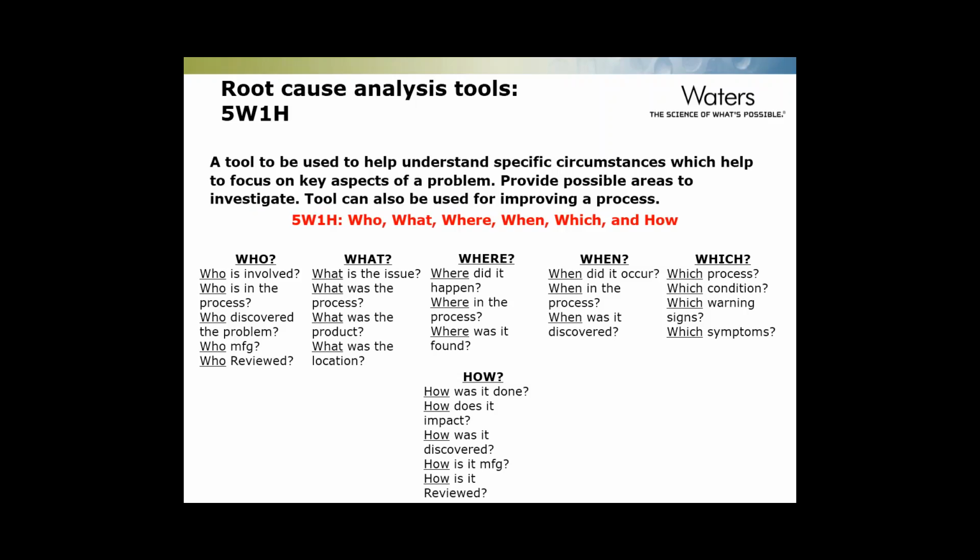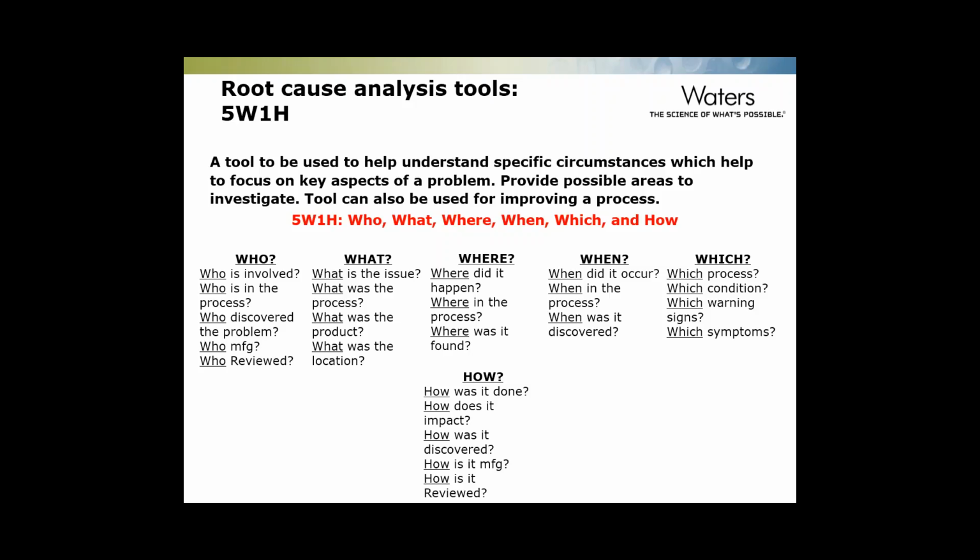All right, what's 5W1H? It's basically the who, what, where, when, which, and how. It's a tool that you can use, and typically, if we have an issue or a problem, it's the very first tool that we use. It helps us gather information on exactly what the issue is, and it helps provide areas that we can investigate, and also improve the process. So when we talk about who was involved, who was in the process, who discovered the problem, right?